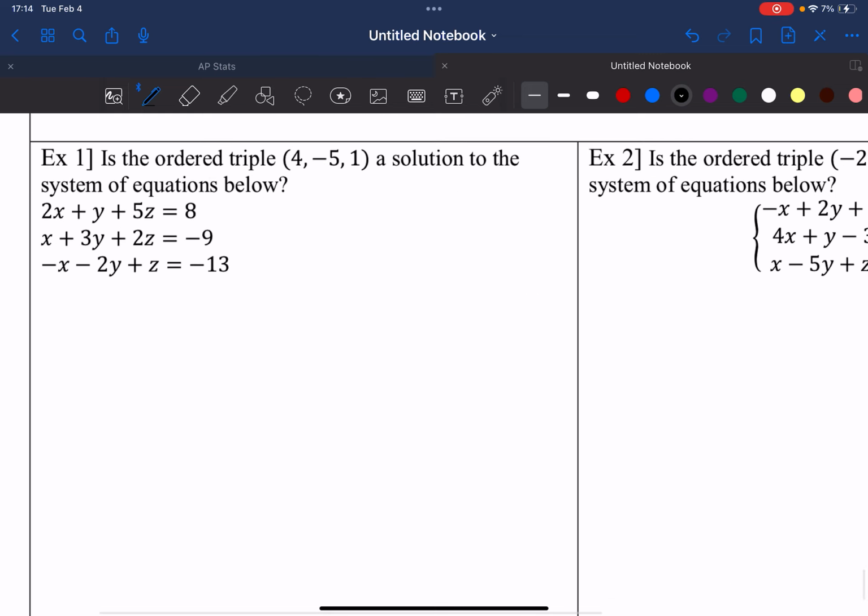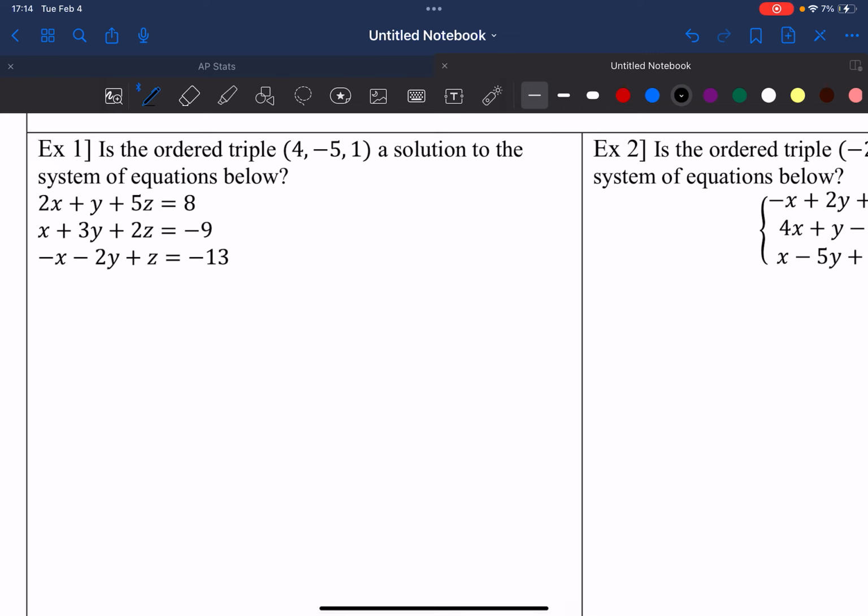So let's look at example 1. The only difference between this one and the one we did last unit is now we have a third variable here. So these points are working in 3 dimensions, x, y, and z, versus 2 dimensions, x and y. All you need to know is that this is x, this is y, and this is z. So I'm going to plug them into all of my equations, and if I get a true statement, I continue. Whenever I get a false, that means there's no solution. So let's start with the first one.